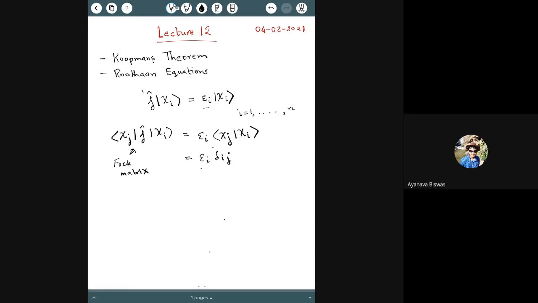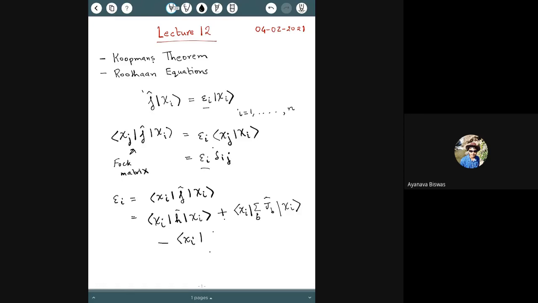So let's see. Then I write epsilon i is chi i, F chi i. And recalling that F has two parts, there is a one electron part, that is the nuclear electron attraction and the kinetic energy of the electron in spin orbital chi i. That is there. Then there is the Coulomb part, so that is chi i, sum over b, J b, that is the Coulomb operator, chi i, minus the exchange part.